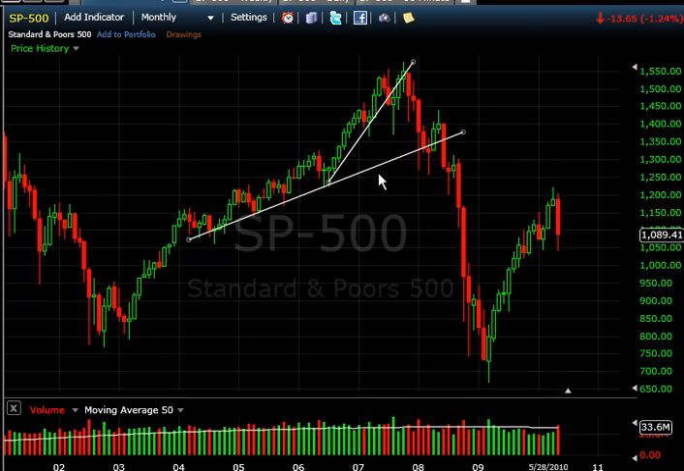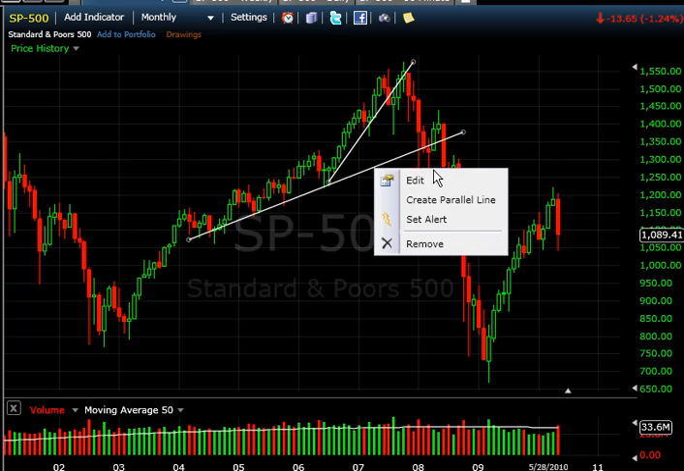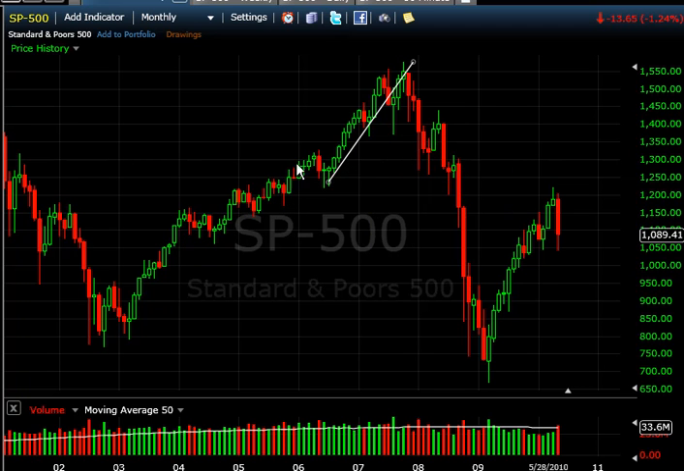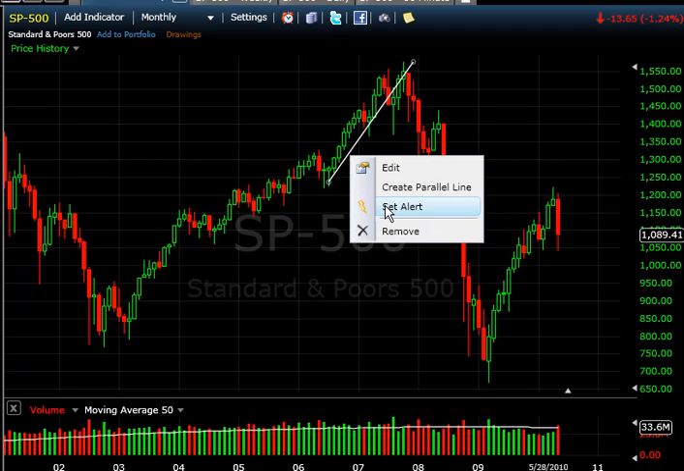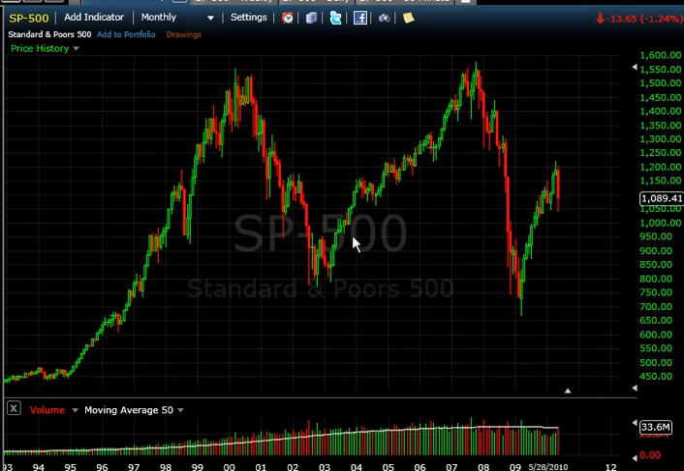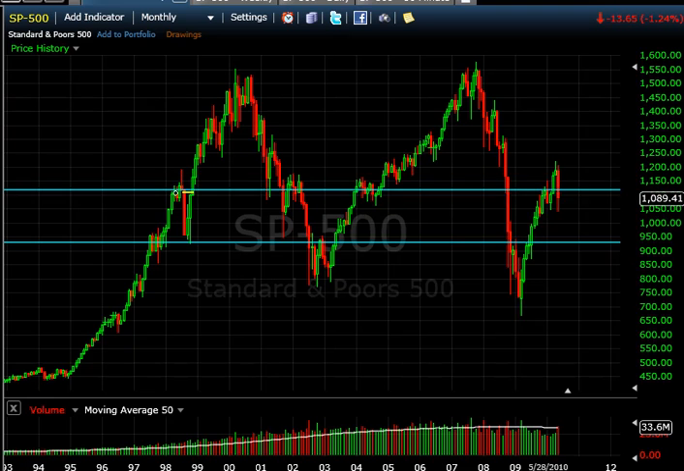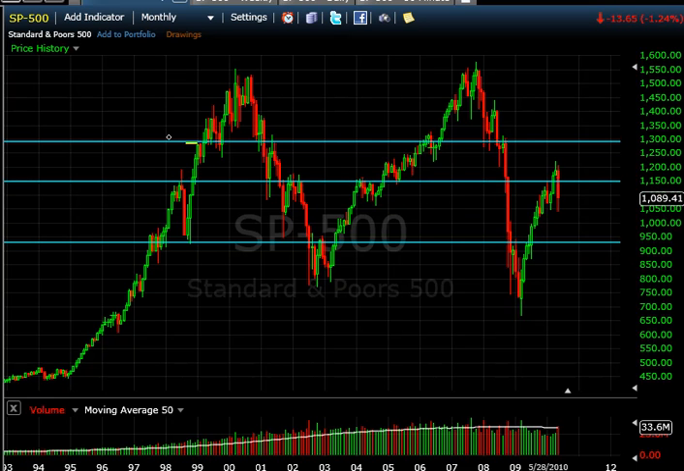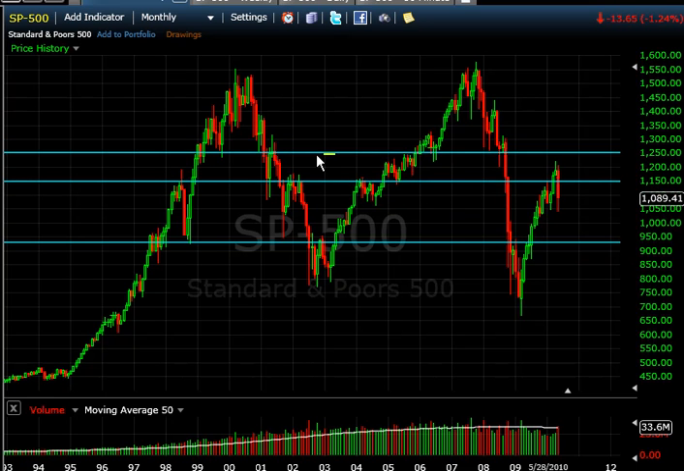Another thing I want to talk about. Let's get rid of these. Another thing I wanted to talk about today was horizontal support and resistance. So these are levels that come across like this, and are levels that did not move up and down like a vertical line would, but instead go across.